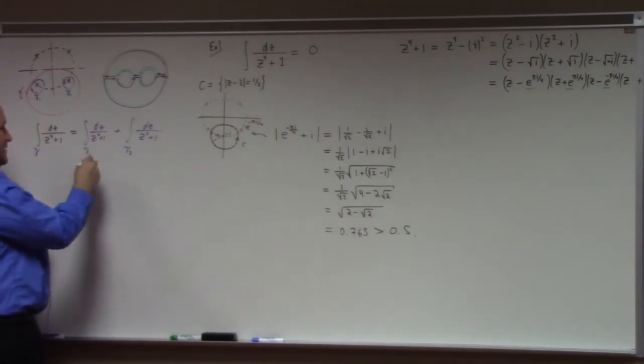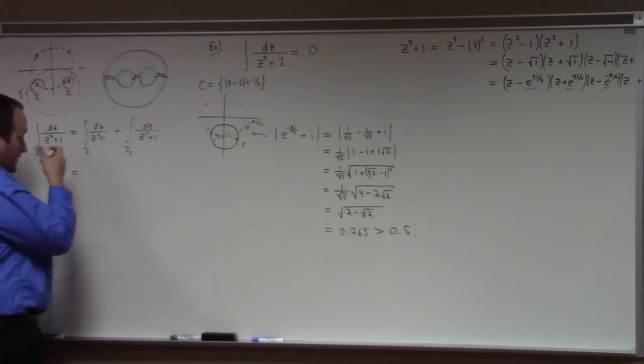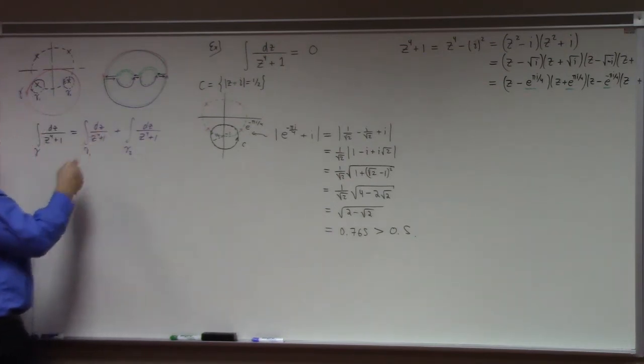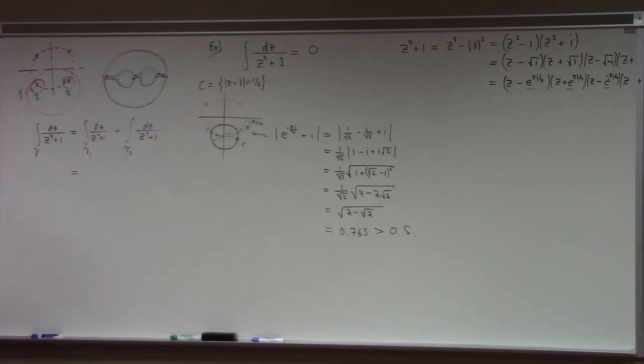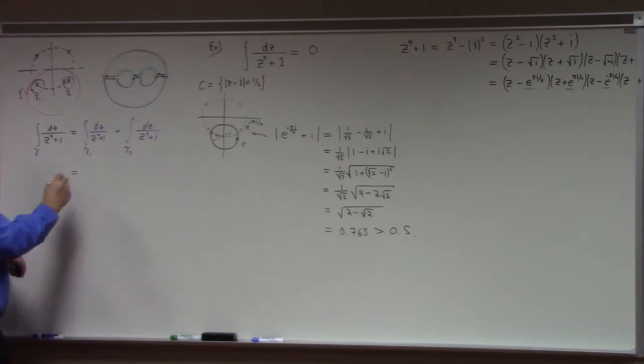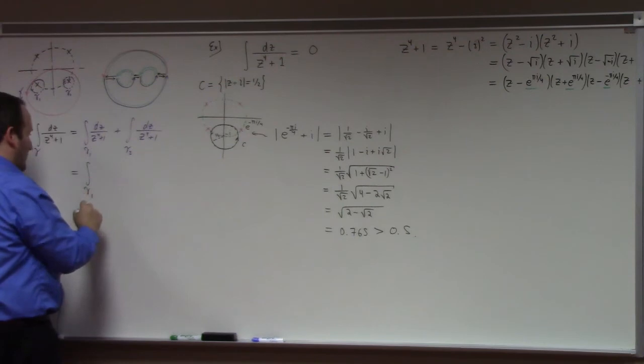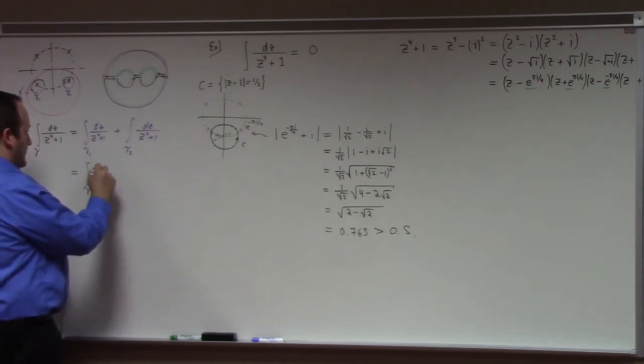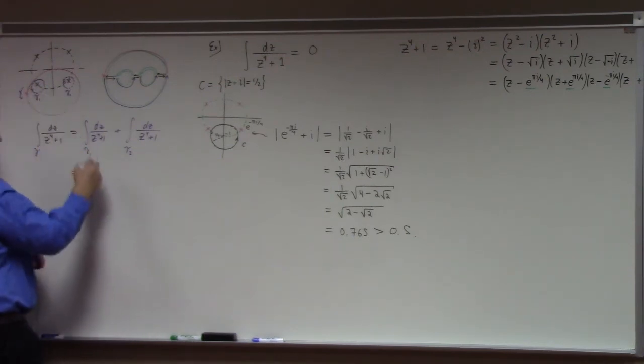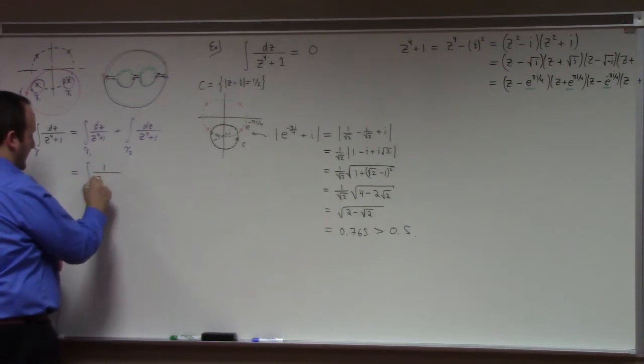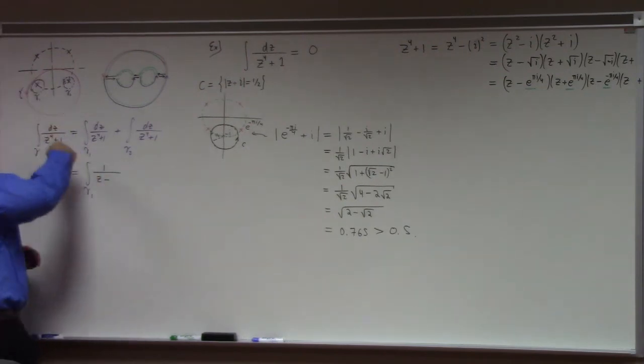Okay, so this is actually the integral over gamma 1 of what? Well, what's the troubling thing in gamma 1? It's 1 over z minus what? Which is 0 inside gamma 1.